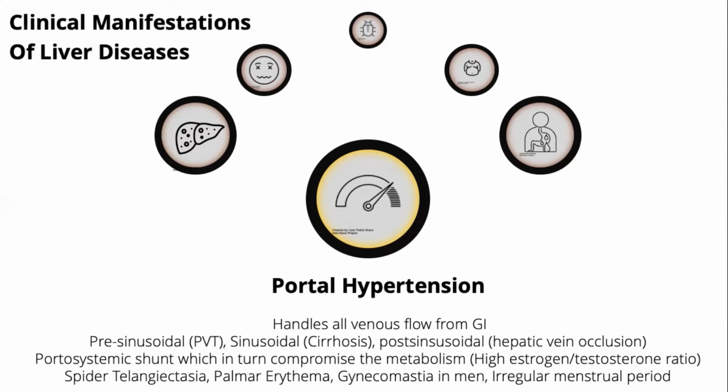Because most nutrients arrive through the portal vein, when this is compromised, synthetic function is also impaired, leading to hypoalbuminemia and decrease in the clotting factors. Then portosystemic shunts will open, and this will again compromise the metabolism, leading to high estrogen levels. The patient may have spider telangiectasia, palmar erythema, gynecomastia in men, and irregular menstruation in women.